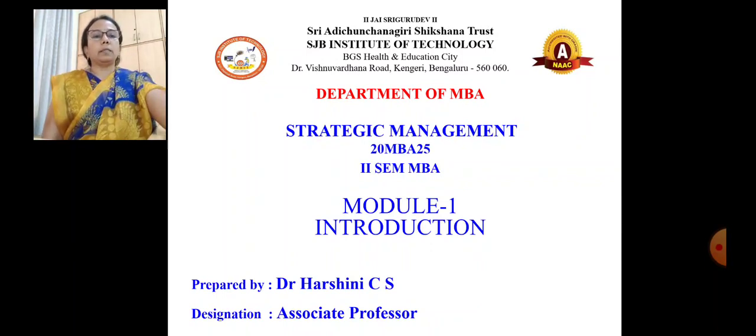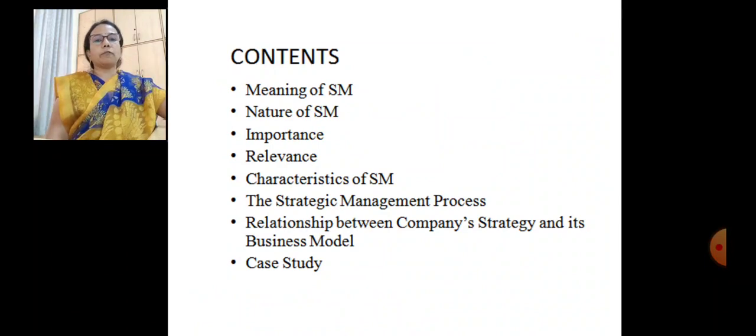This is the third video under Strategic Management, Module 1 Introduction. In earlier videos, I had covered meaning, nature, importance, relevance, characteristics of strategic management. And in the previous video I covered three phases of strategic management process, and in this third video, I'll be continuing with the strategic management process, and I'll throw some light on relationship between company strategy and its business model, and if possible I'll take a case study.